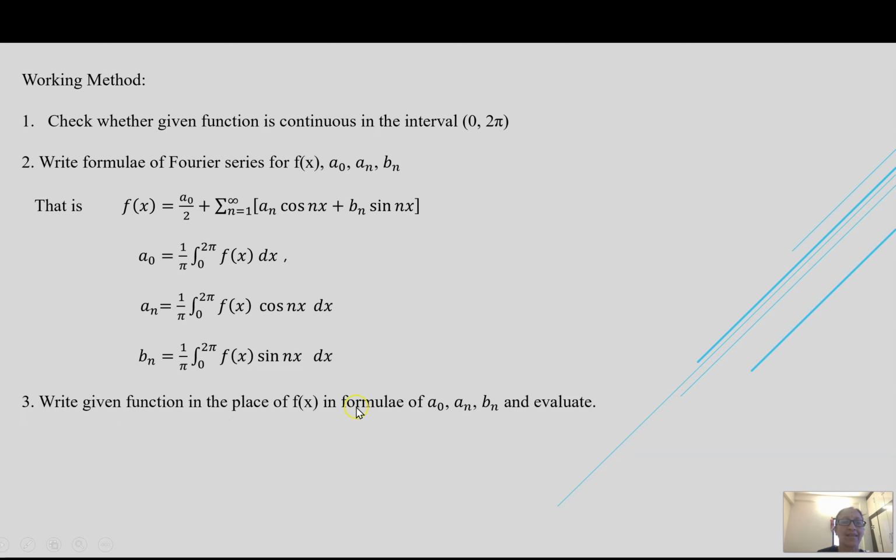So after writing these general formulae, now you have to replace f(x) by the given function. Now evaluate a_0, a_n, b_n after replacing f(x) by the given function. Now after finding values of a_0, a_n, b_n, you have to substitute those values in the formula of f(x) to get the Fourier series. Now let us see one example of a continuous function.